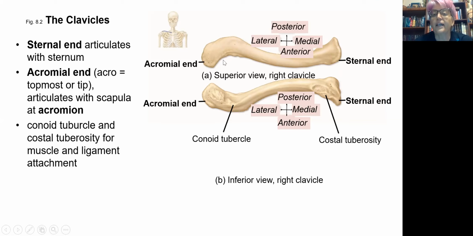curving, thinning. So this is the medial end, this is the lateral end, and this is the top side, and you can see that top side is nice and smooth, doesn't have any tubercles on it or anything. The bottom side has a conoid tubercle here at the acromial end, and it has a costal tuberosity at the sternal end, and that's where rib number 1 is going to articulate with the clavicle right there.